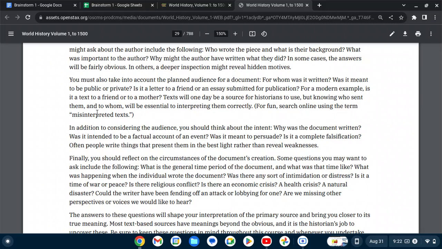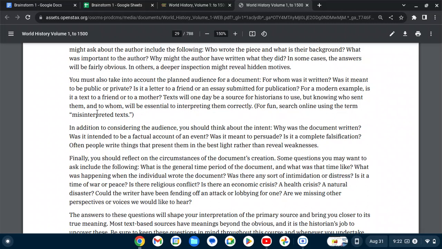You must also take into account the planned audience for a document. For whom was it written? Was it meant to be public or private? Is it a letter to a friend or an essay submitted for publication? For a modern example, is it a text to a friend or to a mother?